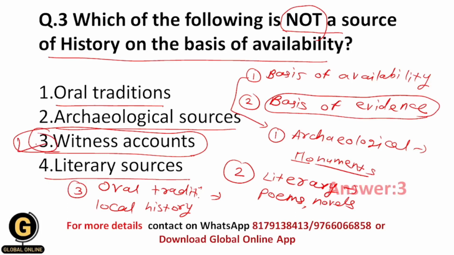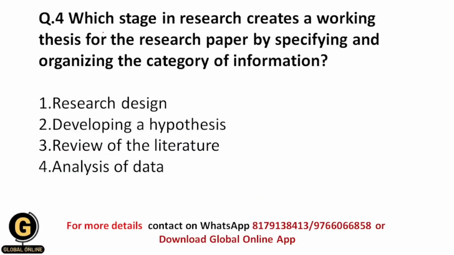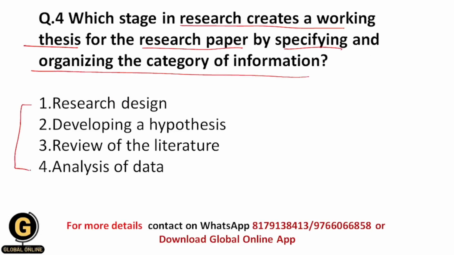Now in this question, students: which stage in research creates a working thesis for the research paper by specifying and organizing the category of information? We have been given some stages of research and they are asking which stage creates a working thesis. It is helpful for creating a thesis for our research paper, and it will specify and organize the category of information as well. Let us see the options. First is research design.